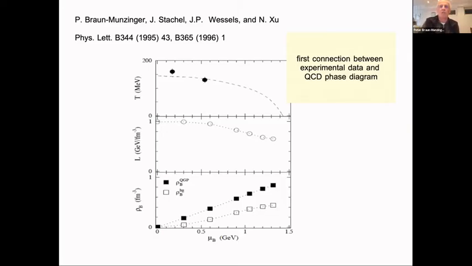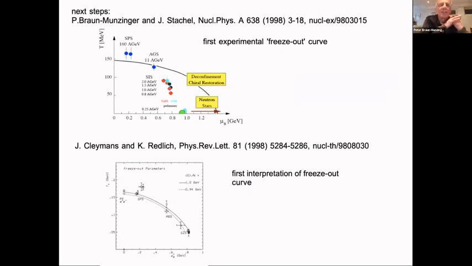So next steps were to try to collect data from SPS, AGS, and SIS-100, and that sort of established the first experimental freeze-out curve, as you can see here. This is 1998. And immediately after, Jean Clemens and Christoph Redlich joined in and provided a first interpretation of this freeze-out curve, which in fact was an interesting interpretation, but not in any way connected, at least at first sight, to QCD. While our line here, this line here, was calculated again with a bag model, sort of at least QCD inspired. We will come back to this.